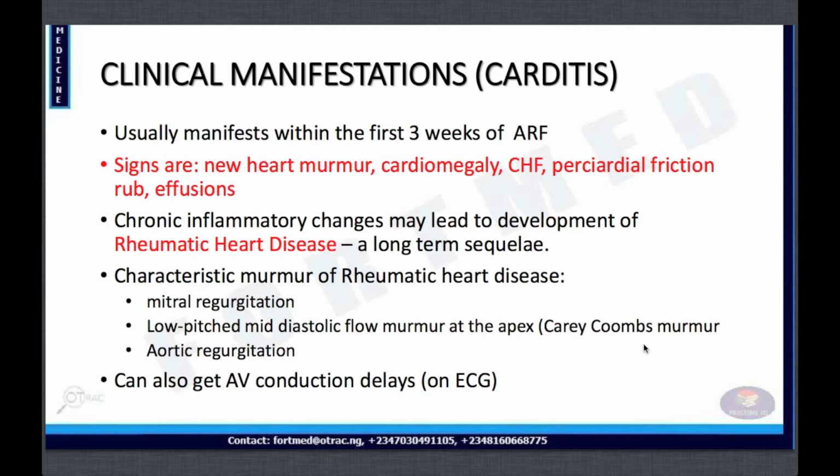The murmur in acute rheumatic fever carditis is called Carey-Coombs murmur, and it is characterized as a low-pitched, soft, mid-diastolic flow murmur that is loudest at the apex.